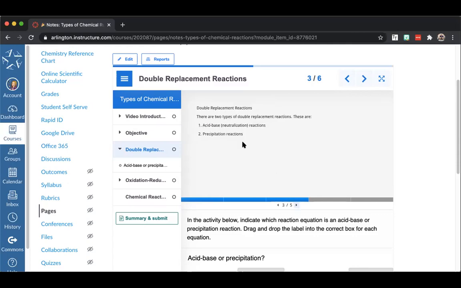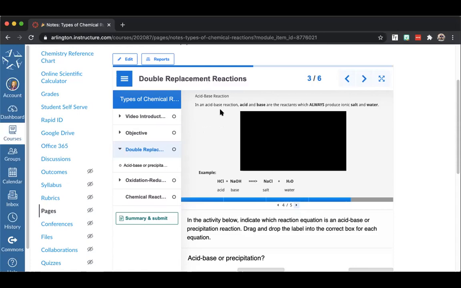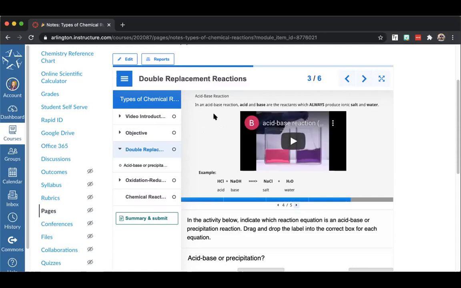There are two specific types that we're going to look at, and we're going to see examples and how all of them are going to follow that pattern that we just looked at. So acid-base, these are also called neutralization reactions, but you have an acid and a base, those are the reactants, and they always produce two things. Water is always one product, and the other product is always some ionic compound. And another word for ionic compound is called a salt.